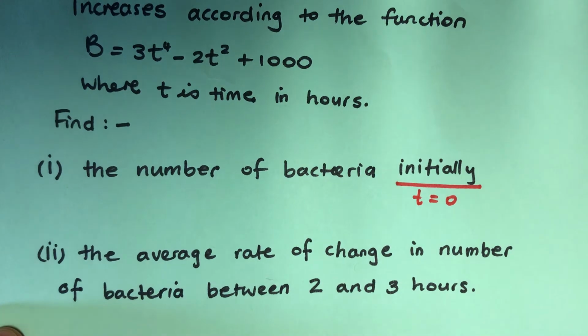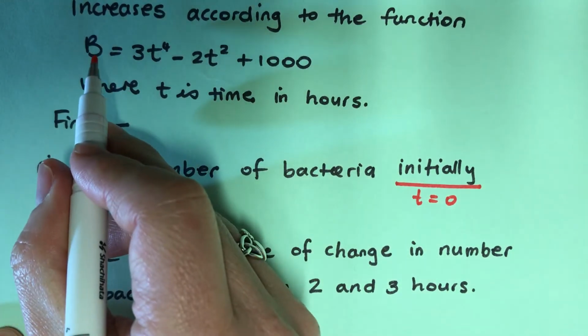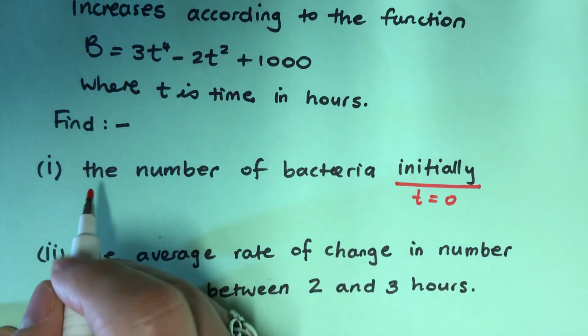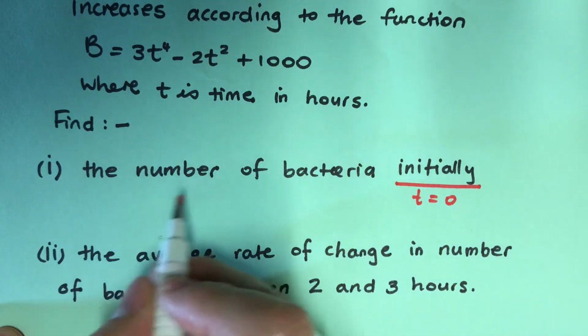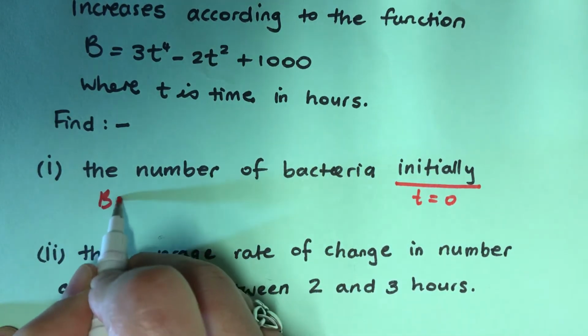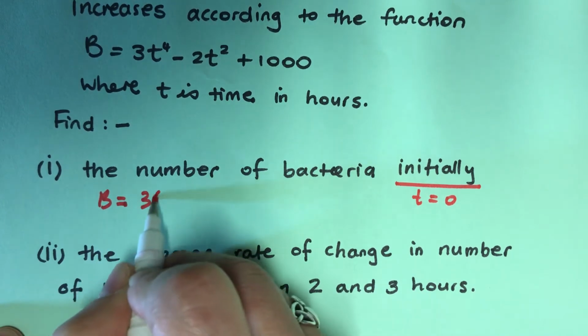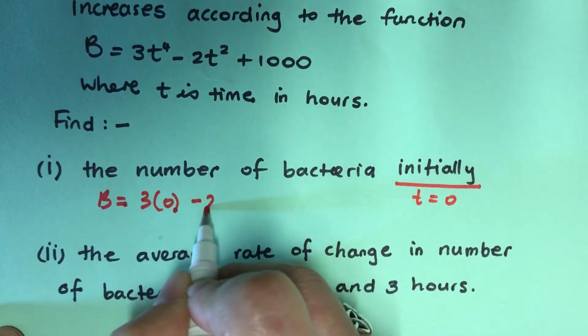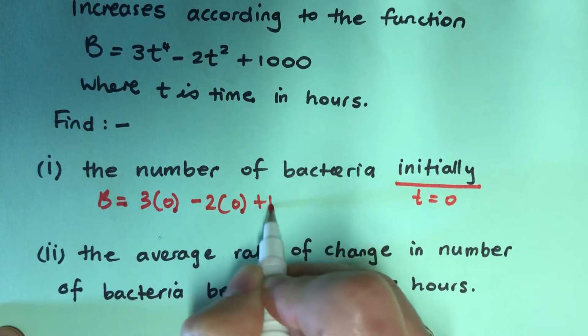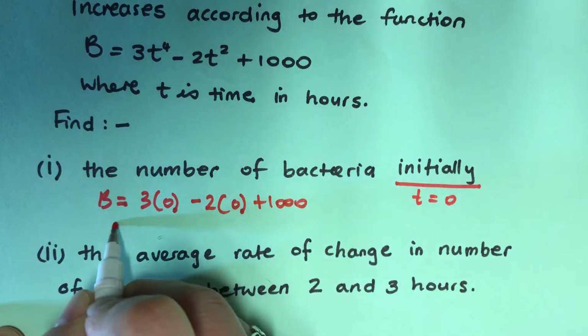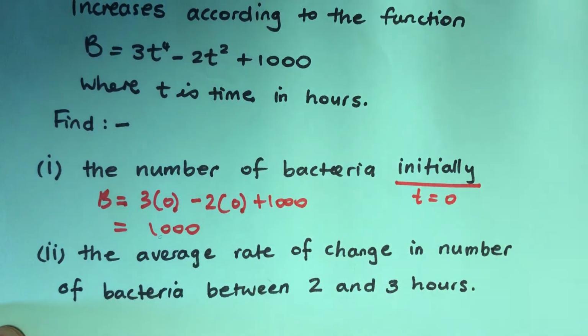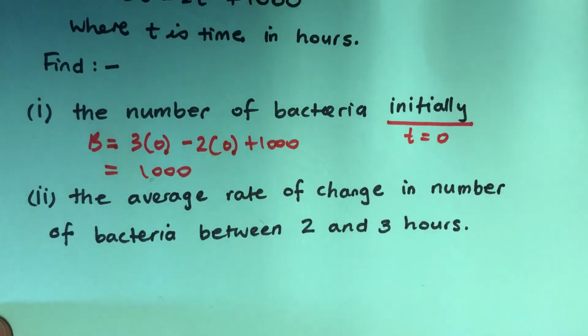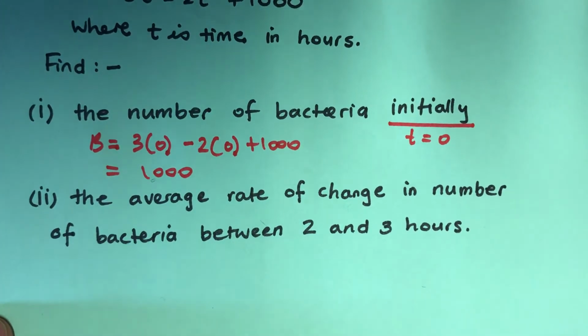So at the very, very beginning, how many bacteria are there? So b equals 3 times 0 to the power of 4, minus 2 times 0 squared, plus 1000. Yep, you guessed it, 1000 bacteria. Excellent.